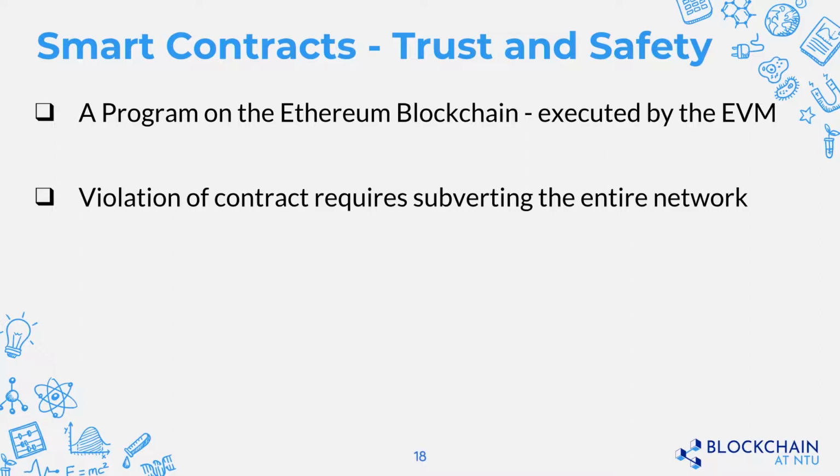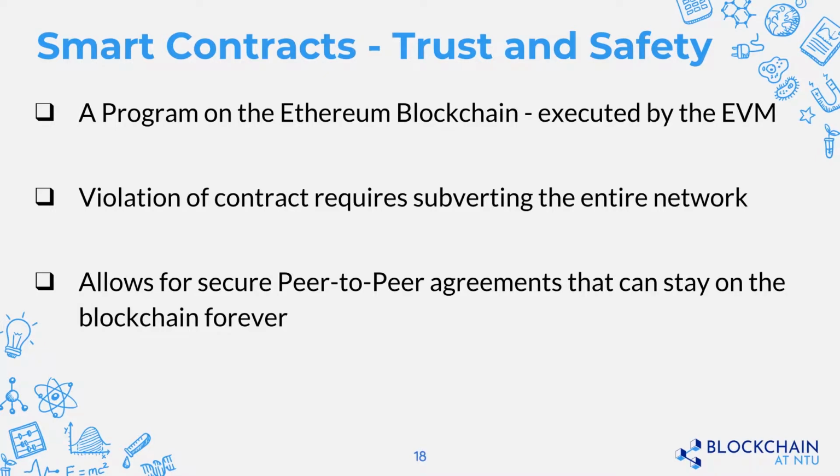Previously we talked about Bitcoin. If you try to put a fake transaction or you try to mine a fake block, it's not possible, right? Because the rest of the nodes in the network will check your block and make sure that yours will not be verified. So similarly, if you try to cheat the smart contract in any way, it requires you to actually have more than 51% of the hash power of the entire network in order to submit a new state to the Ethereum blockchain, right? So violation of contract requires subverting the entire network.